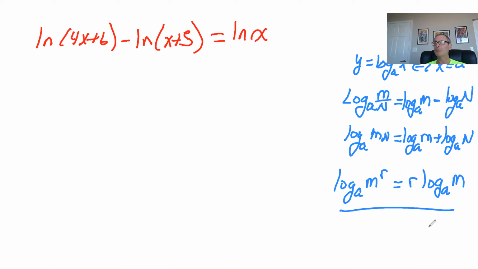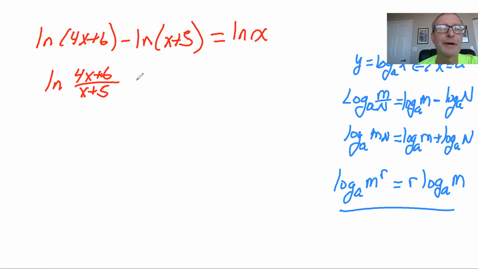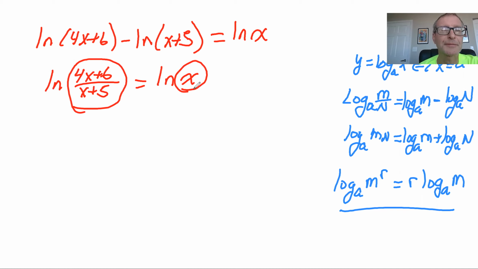So what do we do? Well, let's combine the log that we have on the left side using the quotient rule. And so this would be log of 4x plus 6 divided by x plus 5. And that would be natural log of x. So now you have logs with the same base. So this has to equal x. So now we can do regular algebra on it.